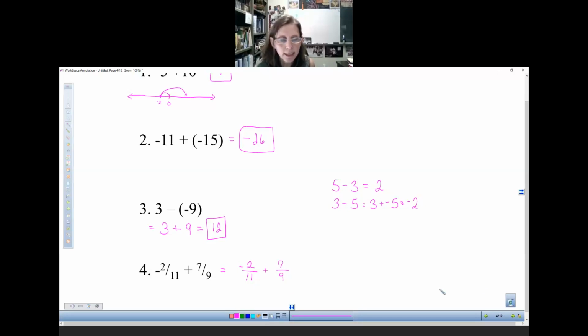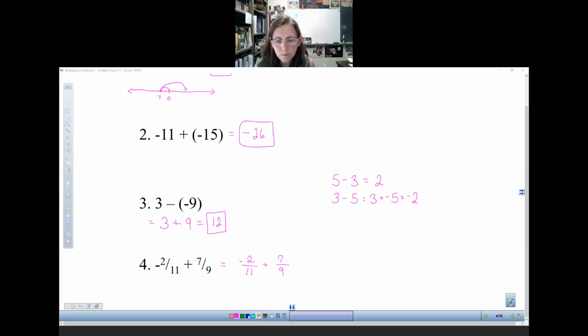Now here's the short and easy and friendly way to do this. I'm going to take the denominators and multiply them together. So my denominator is 99. Okay. And now to get my numerator, I'm going to take 9 times -2, which is -18, and then plus 11 times 7, or 77. That's a shortcut, and it gives you a common denominator, and it allows you to add the two fractions with different denominators.